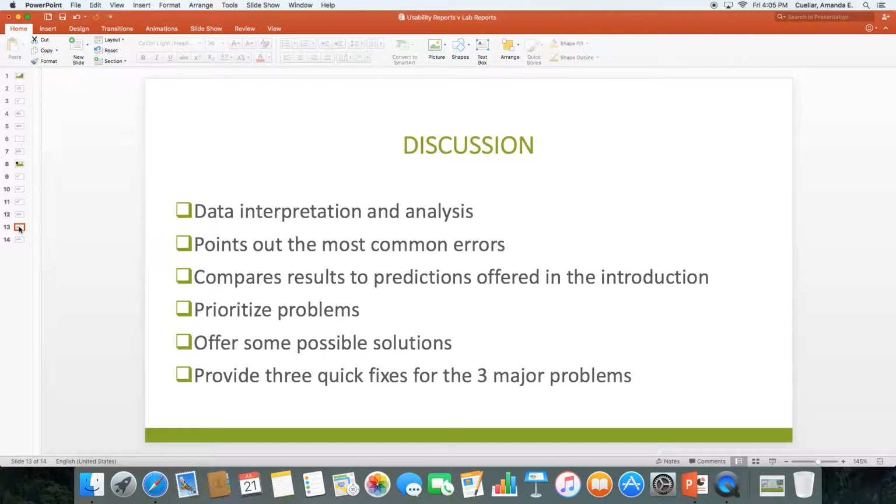Prioritize the problems you identified and offer some possible solutions. This assignment requires that 3 quick fixes are provided for the 3 major problems that were identified.